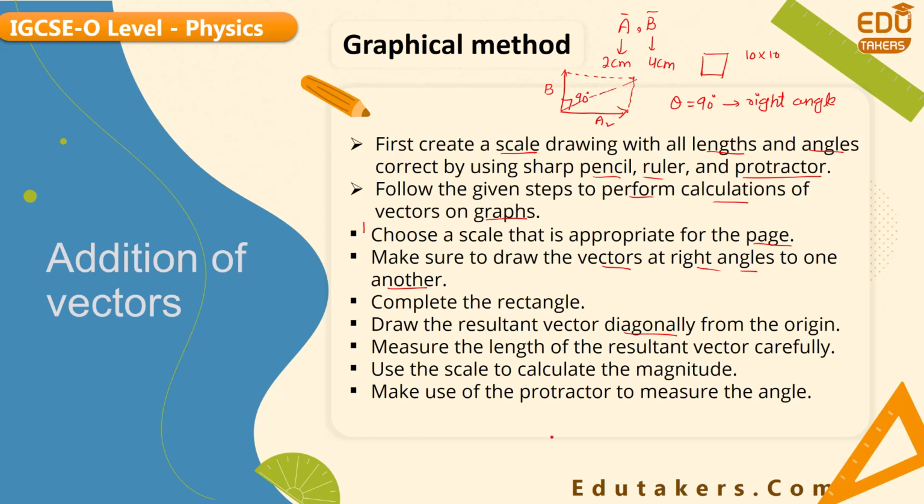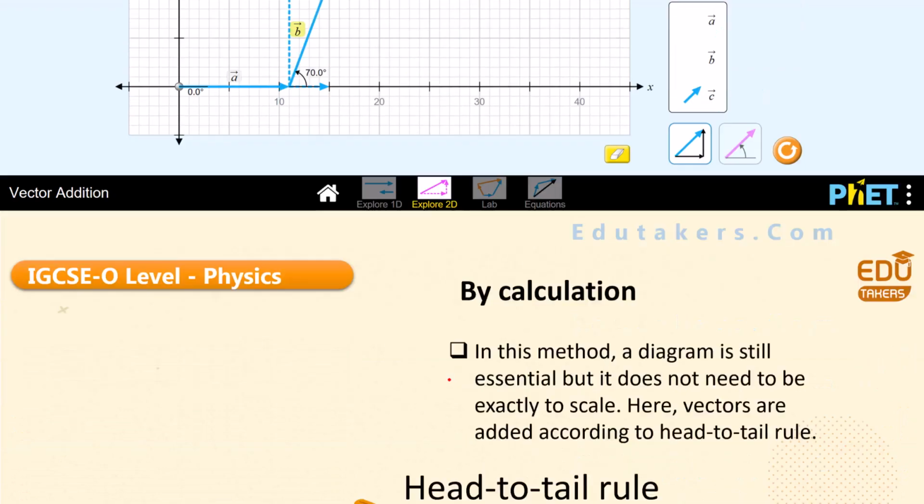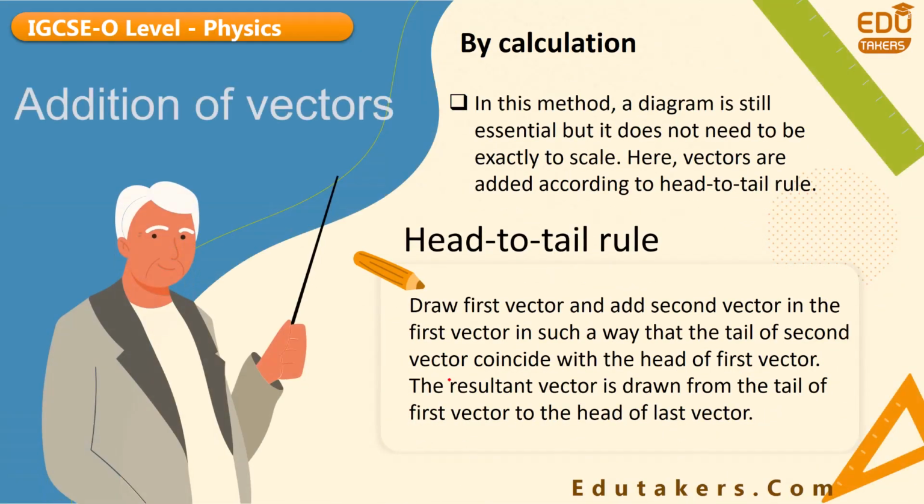Measure the length of the resultant vector carefully and use the scale to calculate the magnitude of that resultant vector. Make use of the protractor to measure the angle. So here you can easily add the vectors. We will see it later. First of all, let's go to the example and the other method as well.